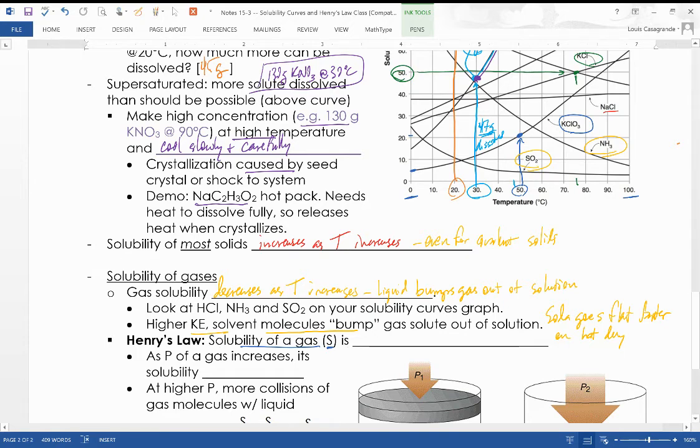That maximum solubility depends on the pressure. And so this is directly proportional. Remember what that means. Directly proportional to the pressure of the gas. So as the pressure of the gas increases, its solubility also increases.